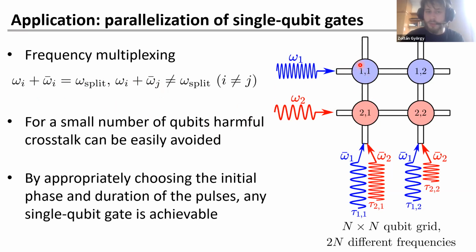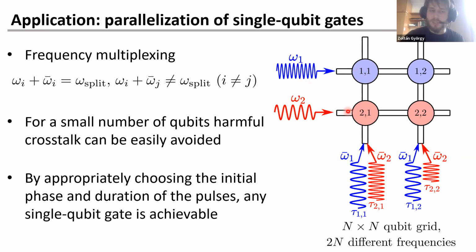But another important condition is that two frequencies from different pairs cannot be resonant, because it would mean that this qubit would be driven also by this omega 2 bar and omega 1 frequencies. So what we say here is that this harmful crosstalk can be easily avoided because the bichromatic resonance is pretty sharp. So it means that if I choose this omega 1 and omega 1 bar to be resonant, I can choose this omega 2 bar to be very close to this omega 1 bar and still not be resonant to this qubit with omega 1.